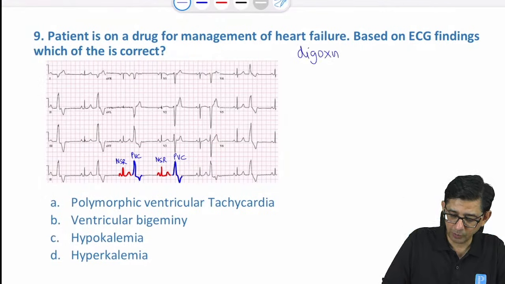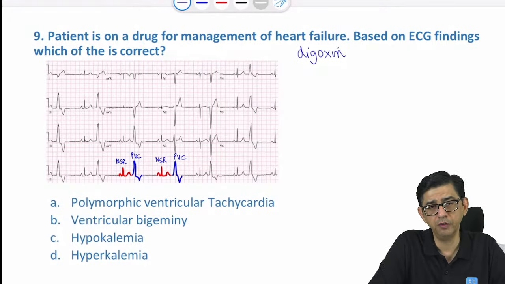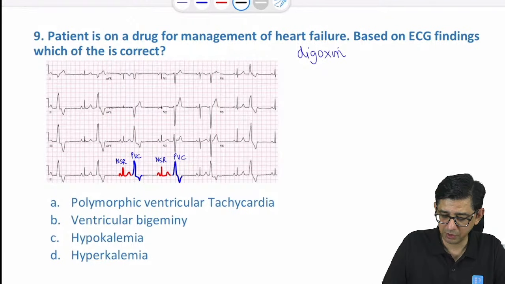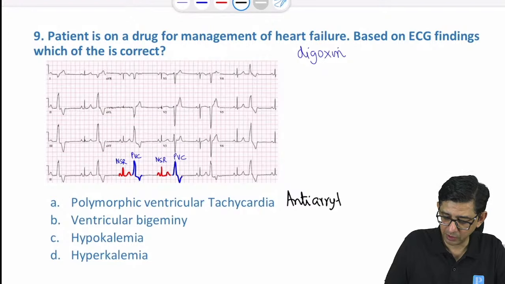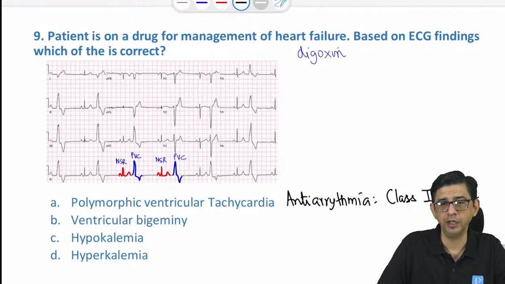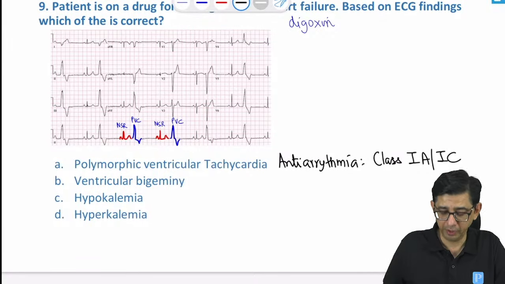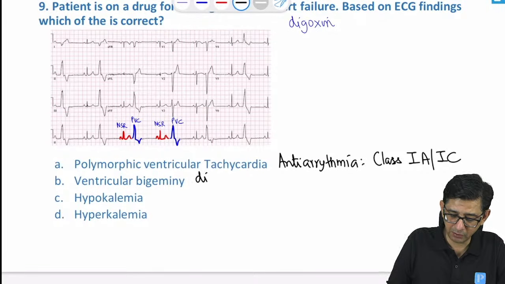If I look at option number A for this question, polymorphic ventricular tachycardia, then most of the time polymorphic ventricular tachycardia would be seen with antiarrhythmic drugs. And antiarrhythmic drugs that can cause this are usually class 1A or class 1C. So the question mentioned heart failure. The question did not mention antiarrhythmic drugs. So as such, I can rule out option number A. Ventricular bigeminy is seen with digoxin. We all know that, and that is what is documented here.